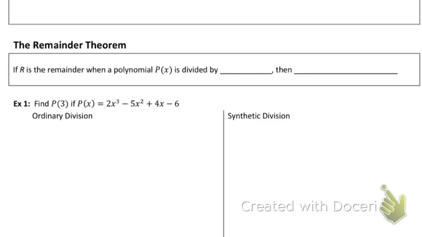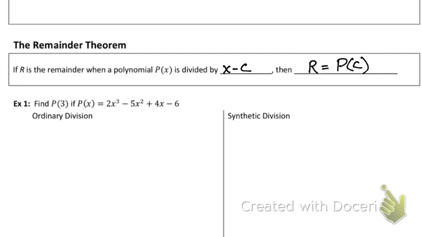The remainder theorem says if R is the remainder when a polynomial p of x is divided by x minus c, where c is just a constant, just a number, so x minus 3, x minus 4, x plus 3, then the remainder would equal p of c.